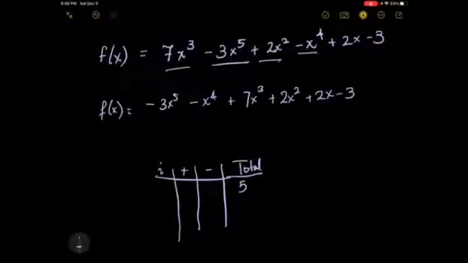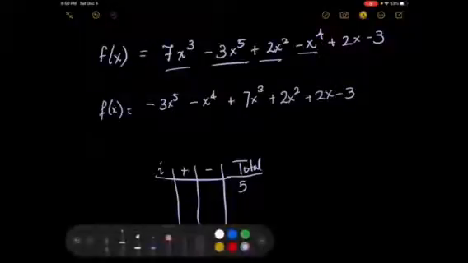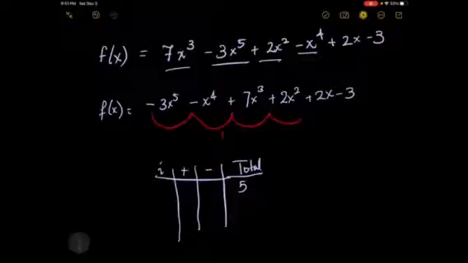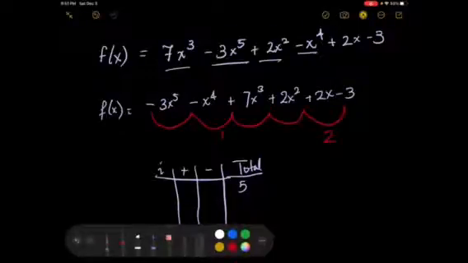Now we can figure out the maximum number of positive roots. To do that, we can check how many times the sign changes. The sign does not change from negative 3x to the 5th to negative x to the 4th. But it does change between negative x to the 4th and 7x cubed. So that's 1. Now it does not change from 7x cubed to 2x squared, nor does it change from 2x squared to positive 2x. But it does change from 2x to negative 3. So that's a total of 2 sign changes, which means the maximum number of positive roots that we can have is 2.